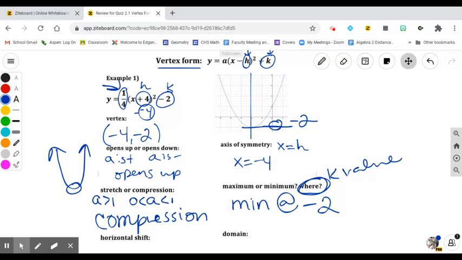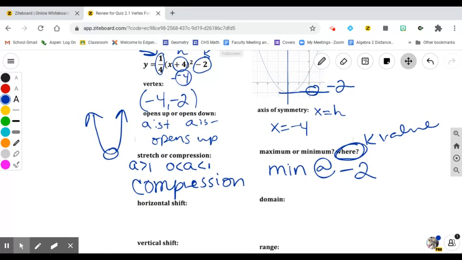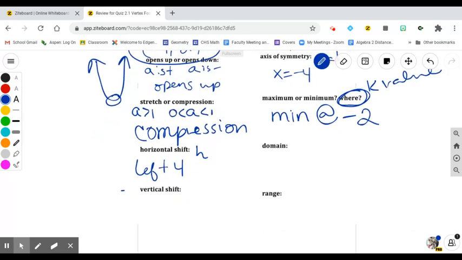Okay, let's do horizontal and vertical shift together. So horizontal shift is left and right. Remember, that's your h, and it's usually the opposite of what you would think it would be. So if it's +4 inside, that's really left 4. If this is your vertex, you can envision that to graph the vertex, you go left 4 and down 2. Your vertical shift is your k, which in this case is -2, so it's down 2.